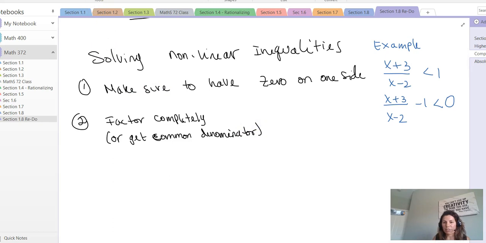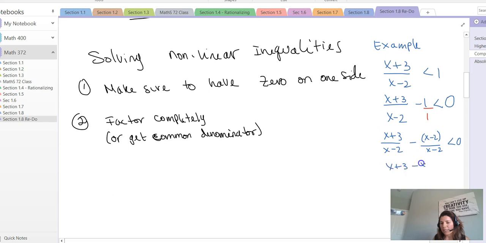So in this particular example, I will get a common denominator here of, I will put a 1 underneath there, 1 over 1. So my LCD is x minus 2. So I would have x plus 3 over x minus 2 minus x minus 2 over x minus 2 less than 0. And simplify completely. So combine those. So we'll have x plus 3 minus x plus 2 over the same denominator.